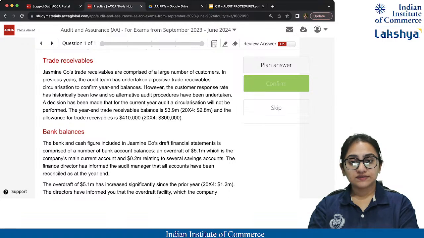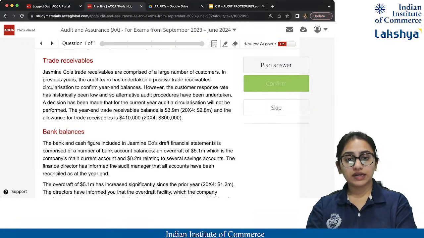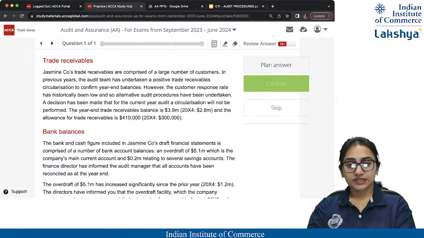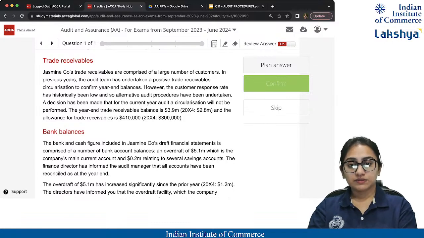Jasmine Company's trade receivables are comprised of a large number of customers. In previous years, the audit team has undertaken a positive trade receivable circularization to confirm year-end balances. However, the customer response rate has historically been low, and so alternative audit procedures have been undertaken. A decision has been made that for the current year audit, a circularization will not be performed. The year-end trade receivable balance is $3.9 million and last year it was $2.8 million, and the allowance for trade receivable is $410,000 and last year it was $3 lakh.